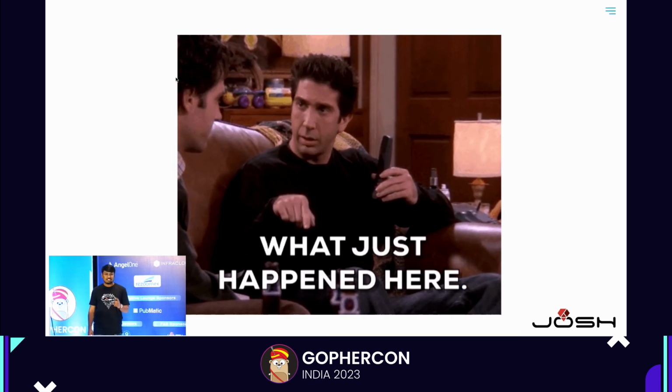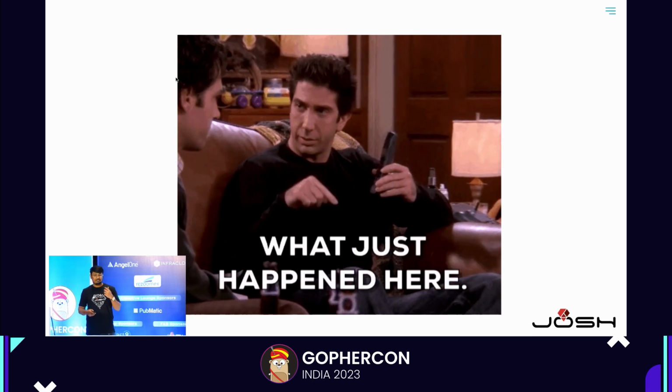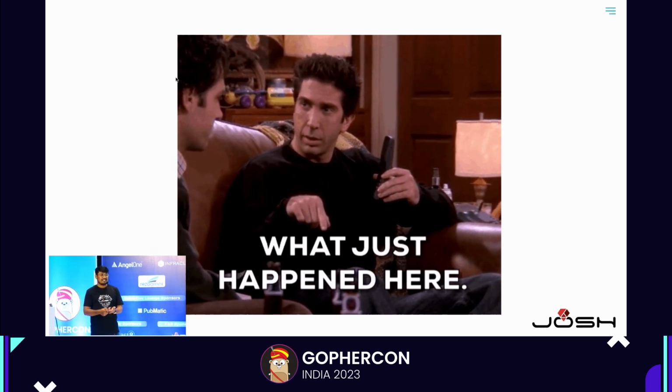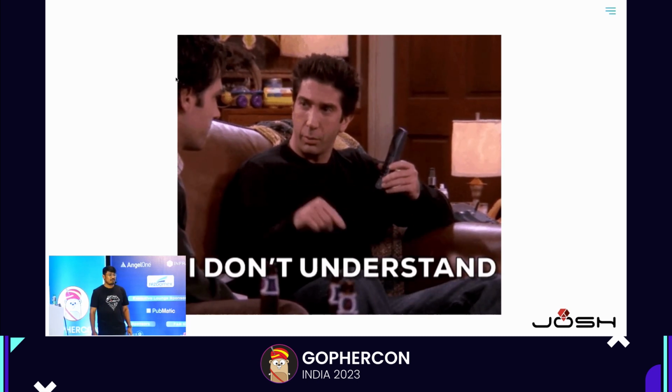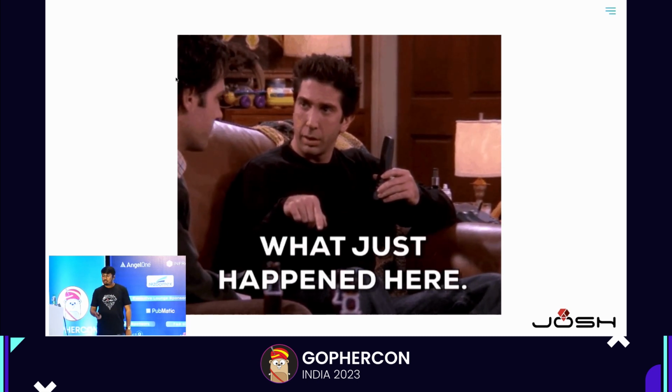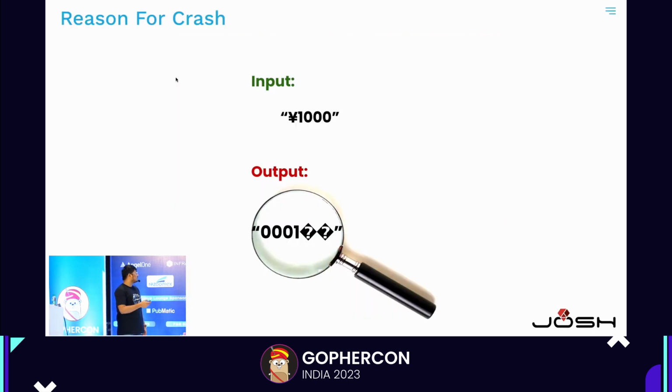Now, Ross is confused about what just happened. He had written test cases, he did the manual testing, everything was working fine on the system, but what went wrong? While looking at the logs, he was able to find that someone had given an input string, yen 1000, to his reverse function, which in turn came out to be this 0001 question mark. So this shouldn't be the answer, right?